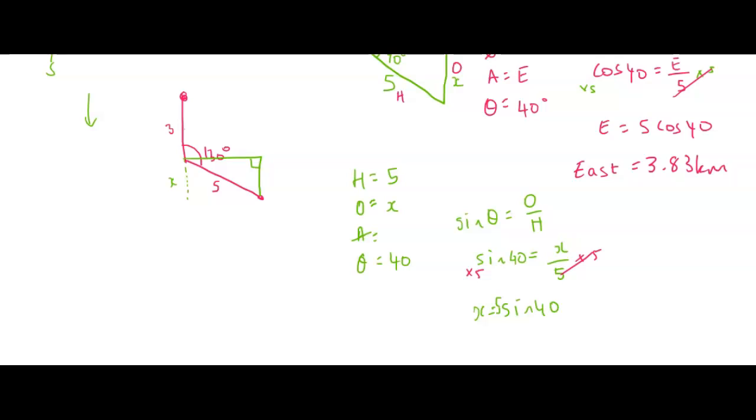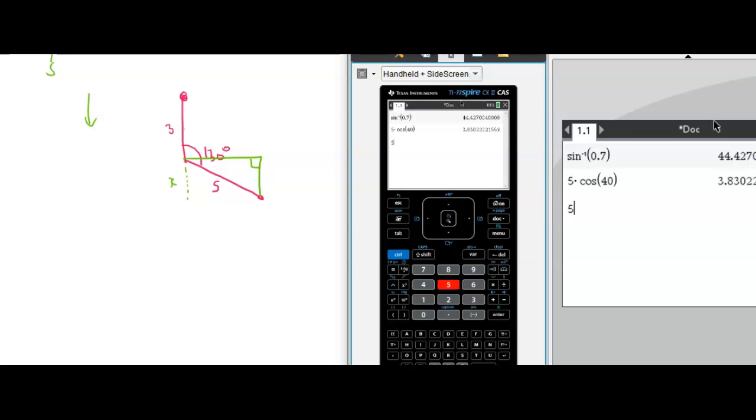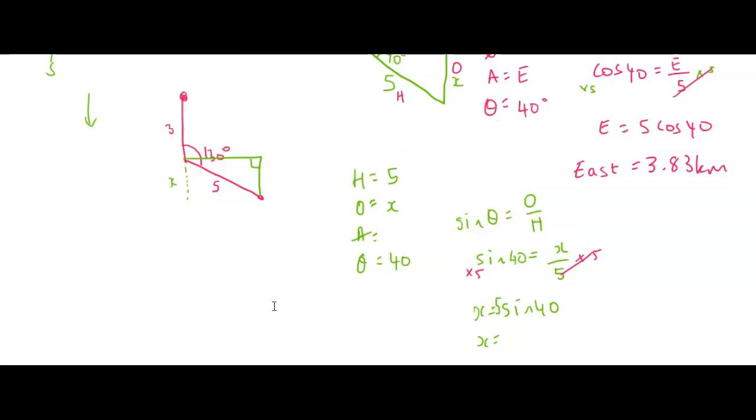Now, it's always a good idea to put the number at the front of sine. It doesn't really matter, but it just depends how you put it into your calculator. 5, and we usually write it at the front, so 40. 3.21. So 3.21 kilometers. So south is 3 plus 3.21, because it's already travelled 3 kilometers, 6.21 km.